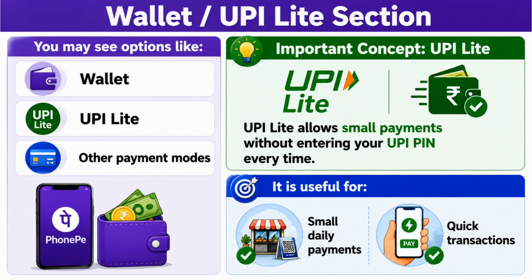Fourth one is wallet or UPI Lite section. You may also see options like wallet, UPI Lite, and other payment modes. Important concept is UPI Lite. UPI Lite allows small payments without entering your UPI pin every time. This feature is useful for small daily payments, quick transactions. For example, buying tea, buying snacks, or buying small shop items becomes faster.